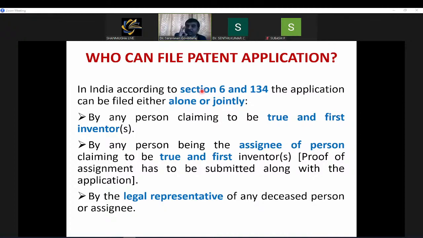Any person who is the true or first inventor of that thing can be eligible to file a patent. Or you can assign some person. Okay, if you are not able to go, you can assign somebody else. He is the representative of me. Okay, so instead of me, he is filing a patent. Or if the person is deceased, in that case, a legal representative can file a patent.